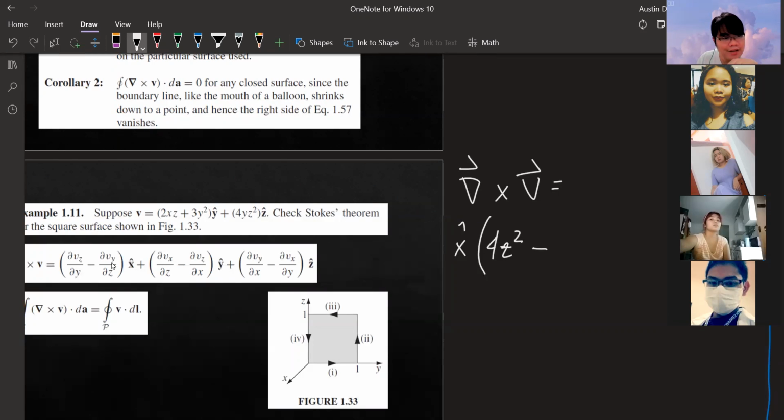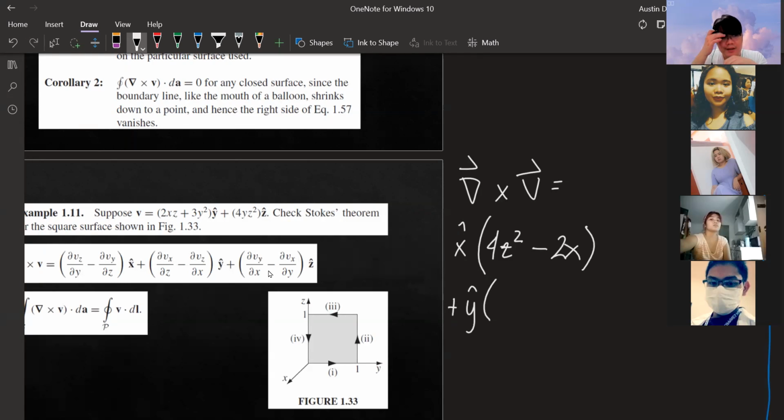Okay, so solve muna tayo dito sa vy. Yung vy natin, which is this guy, mahaba, 2xz plus 3y squared. And if we take the derivative with respect to z, mawawala yung second term kasi wala siyang z. And then we're left with 2x plus yung y hat natin. And then, mawawala yung vx dahil wala namang vx.